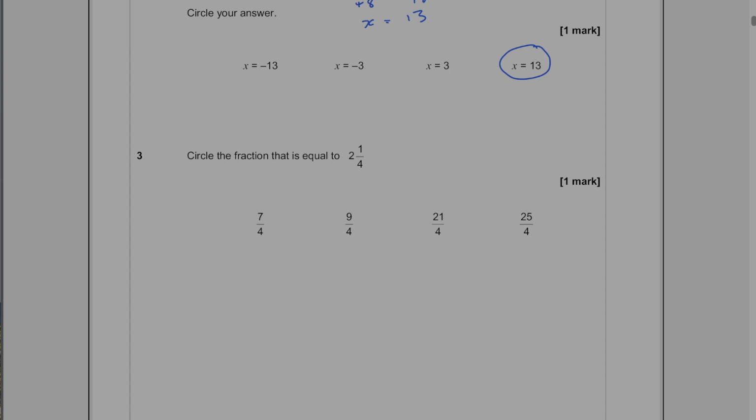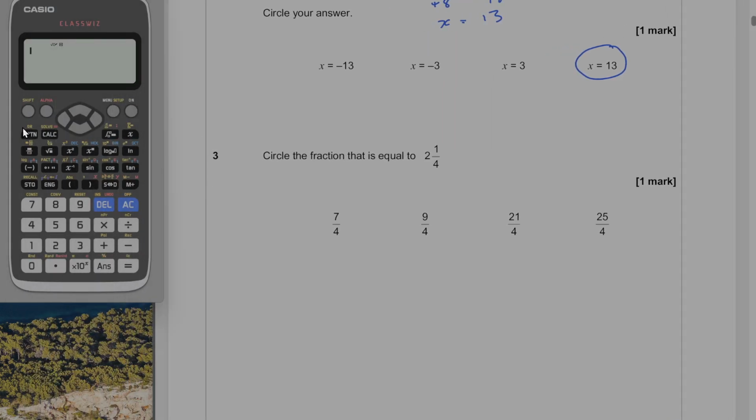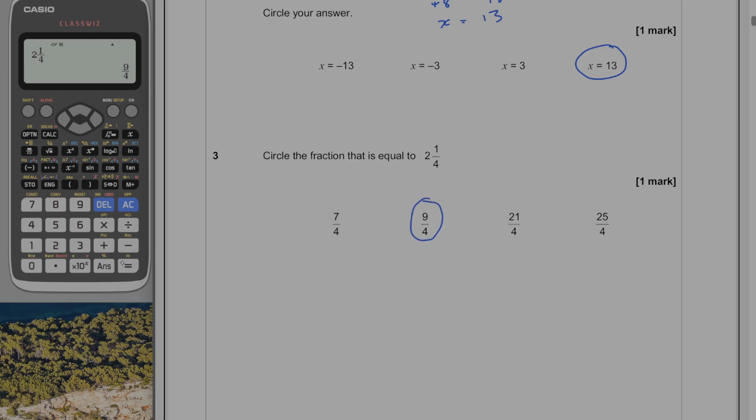Question 3, circle the fraction that is equal to 2 1/4. So I'm not saying that you need to do this, but it's a useful skill. You can enter a mixed fraction on your calculator by pressing the shift and then the fraction button, and that will let you enter it as a mixed fraction, 2 1/4. And then that will automatically convert it for you. If you're on a non-calc paper, in effect what you're doing is the whole number multiplied by the denominator plus the numerator all over the denominator. So that's going to be 8 plus 1 is 9, so 9/4.